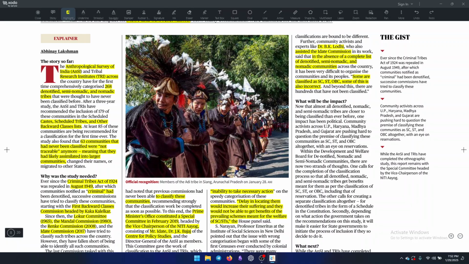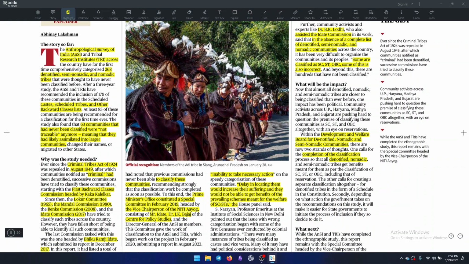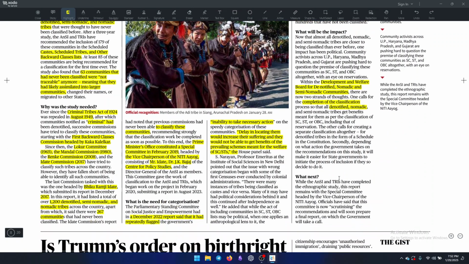With the development of a welfare board for denotified, nomadic and semi-nomadic communities, there are two strands of thought. One calls for the completion of the classification process so that all denotified, nomadic and semi-nomadic tribes get benefits meant for them as per the classification of SC, ST and OBC, including that of reservation. The other calls for creating a separate classification altogether for denotified tribes in the form of a schedule in the constitution.